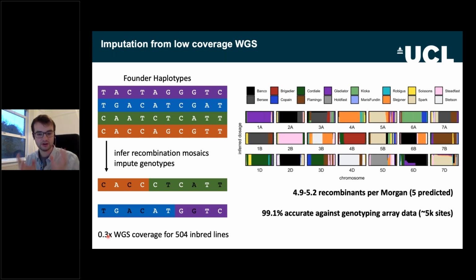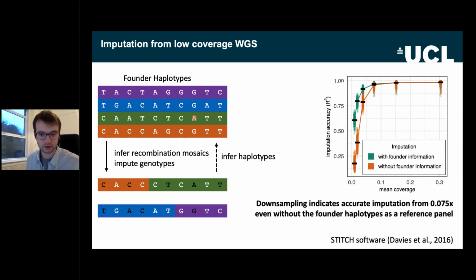But we next did an in silico experiment to look at downsampling and see how low the coverage could have been, and also to do an experiment without including information from the founders. So in this plot, coverage has been downsampled to an average of 0.15x or 0.075x and so on. And we can see that even at 0.075x, which means less than 7.5% chance of observing any particular genotype, the accuracy of imputation is only slightly reduced.